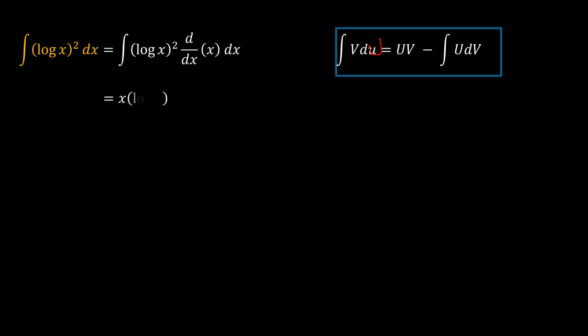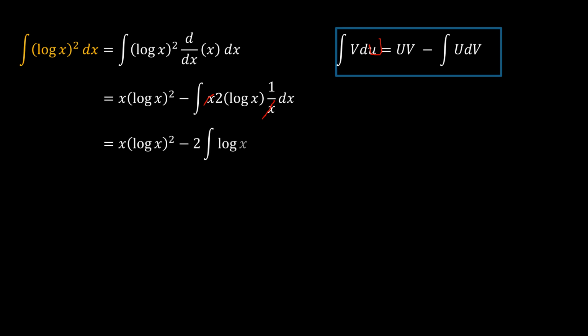And so looking at this expression, our u is x and our v is the square of log x. So we have x times log x squared for the uv product, minus the product of x times the derivative of log x squared. Log x squared differentiated is 2 times log x times the derivative of log x, which is 1 over x. And 1 over x and the x here cancel out. So we have x times log x squared minus 2 times the integral of log x.